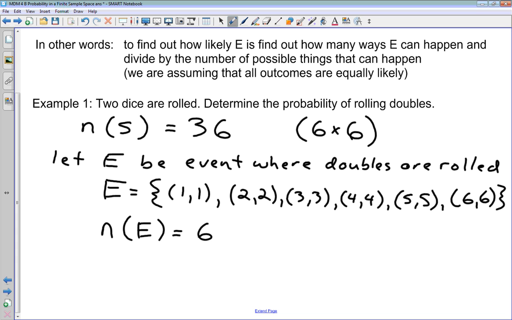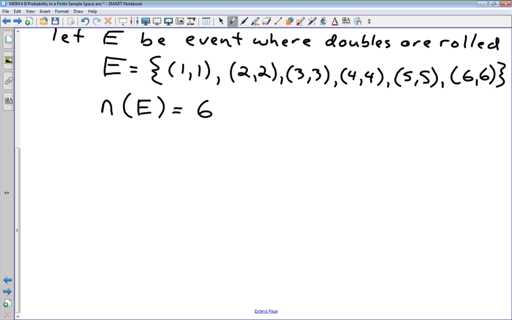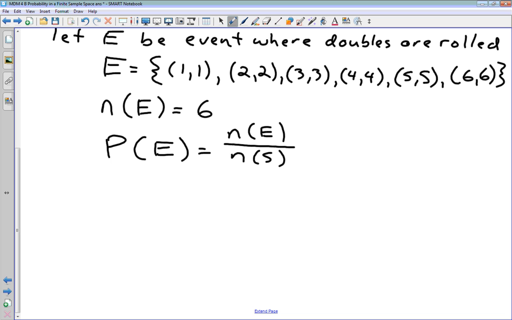So using the formula that we developed above, the probability of this event is going to be n(E) over n(S), or 6 over 36. Putting this in lowest terms, 1/6. So the probability of getting doubles is 1 out of 6. That's a fairly straightforward example.